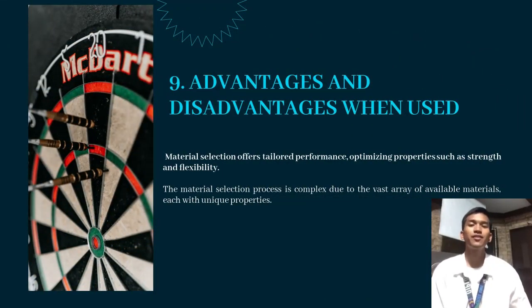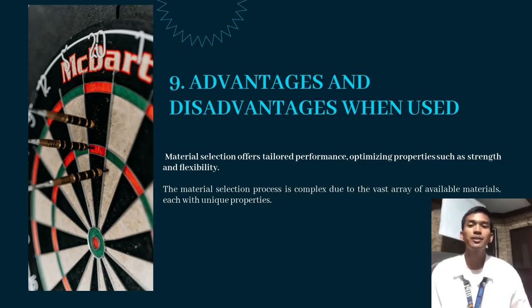Advantages and disadvantages of material selection and consideration. There are many advantages of material selection and consideration, such as optimized performance. Selecting materials with specific properties allows for optimization of product performance. For example, using lightweight alloys in aerospace applications enhances fuel efficiency and overall performance. Second, cost efficiency. Strategic material choices can lead to cost efficiency. For instance, opting for corrosion-resistant materials in marine engineering reduces maintenance costs and extends the lifespan of structures.